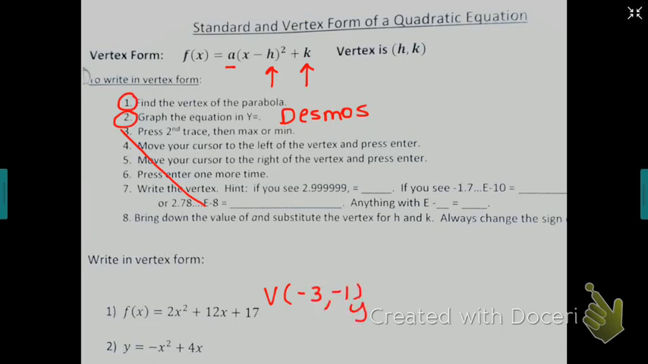then I come down here and I'm going to write the equation. The A is the number in front of x squared. -3, I change the sign, x plus 3 squared, and then -1.